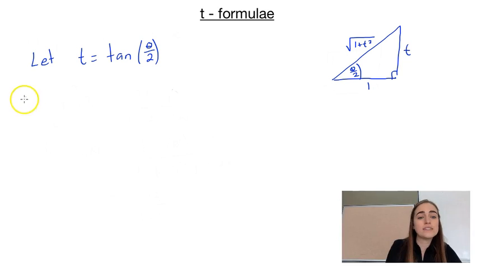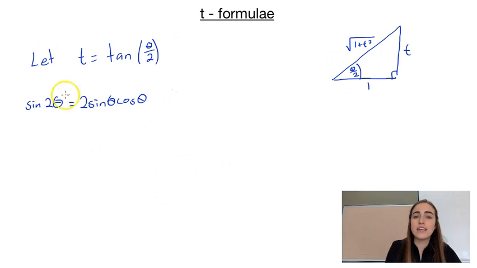So if we have a look at sine first then, using our double angle result, we know that sine 2 theta is equal to 2 sine theta cos theta. Now again, these angles here are half of this angle, so we could rewrite this as sine theta equals 2 sine of theta over 2 cos theta over 2. And then we can use our triangle to find these.